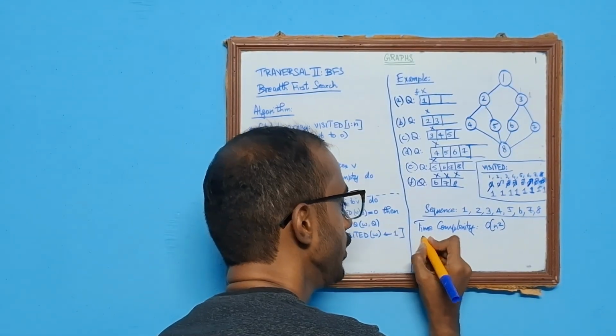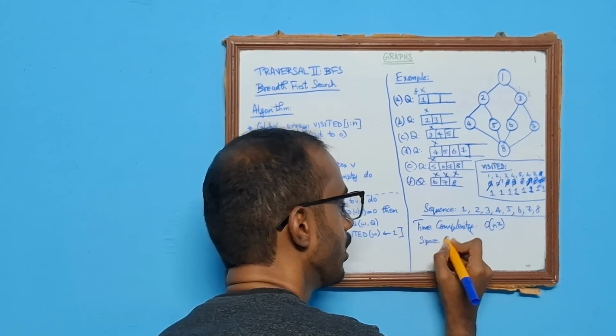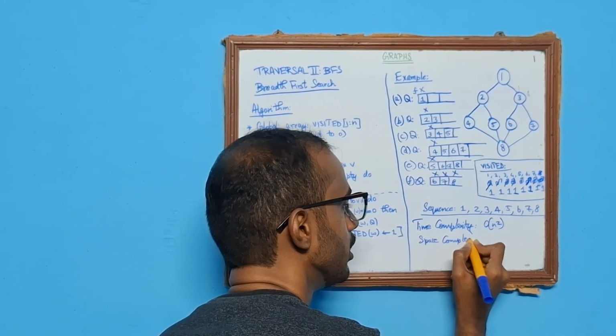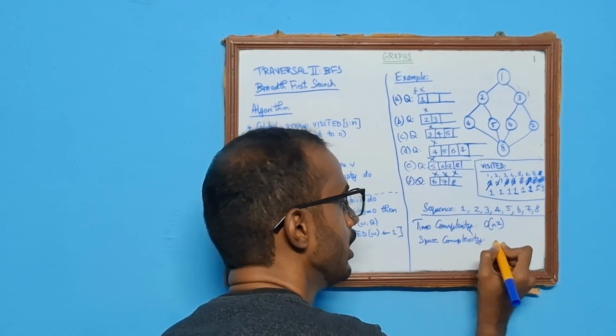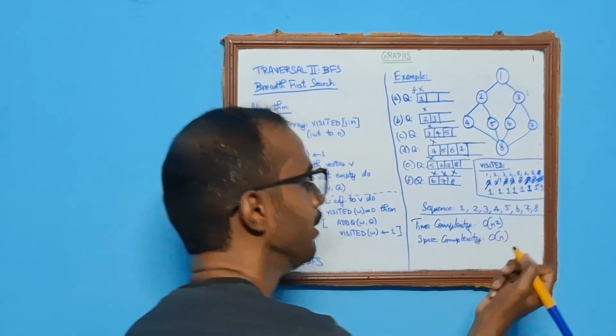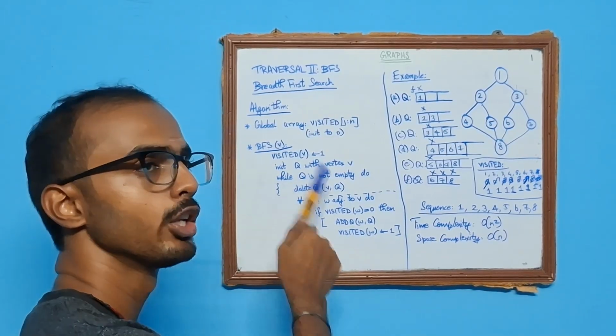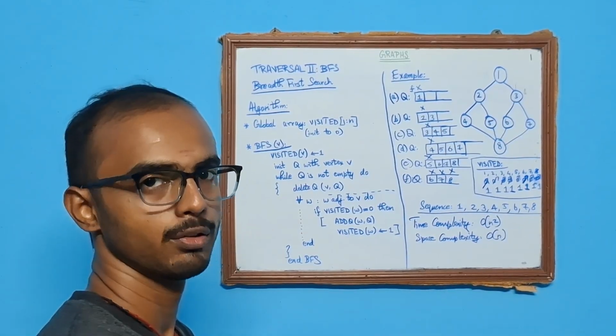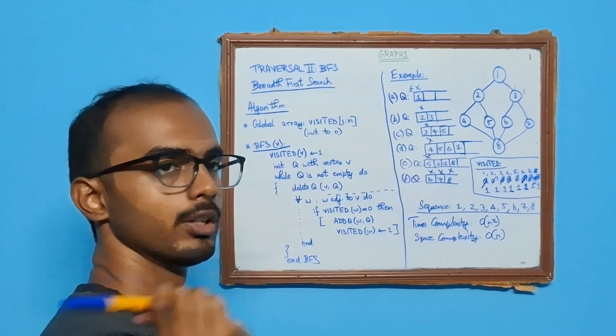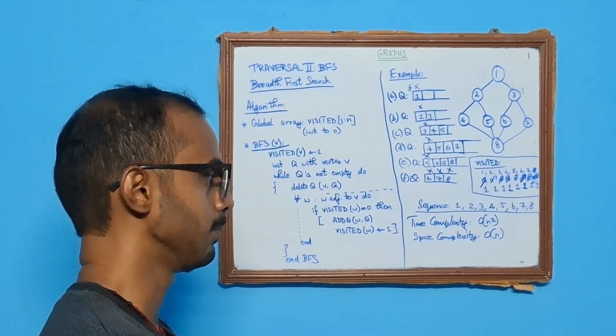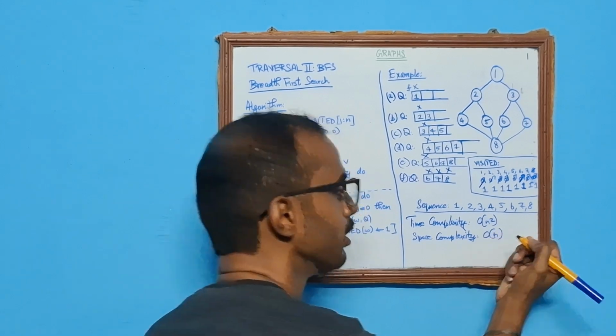The space complexity, we don't have any improvement here. Time complexity is also the same as depth first search. Space complexity is also order of n, because we are explicitly defining a visited array and we are explicitly defining a queue. Queue size will not exceed the number of nodes, right? Because that's what the algorithm has been designed for. So this is order of n.